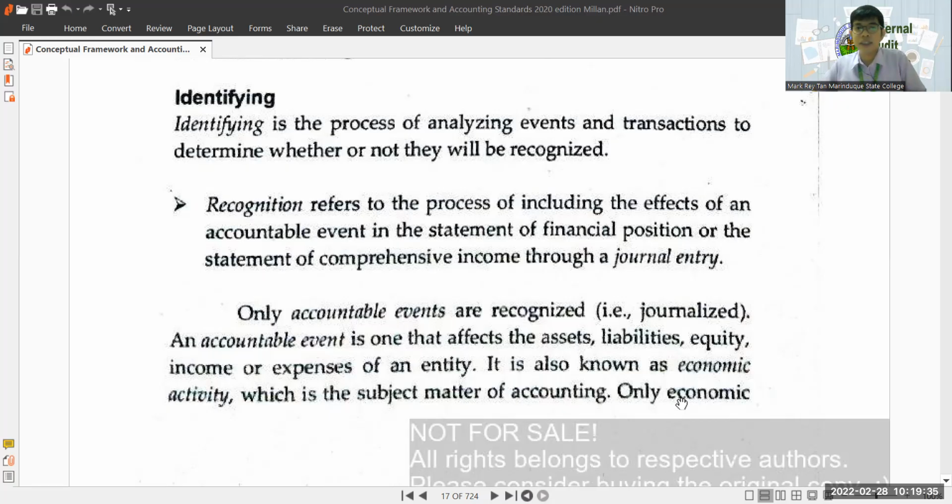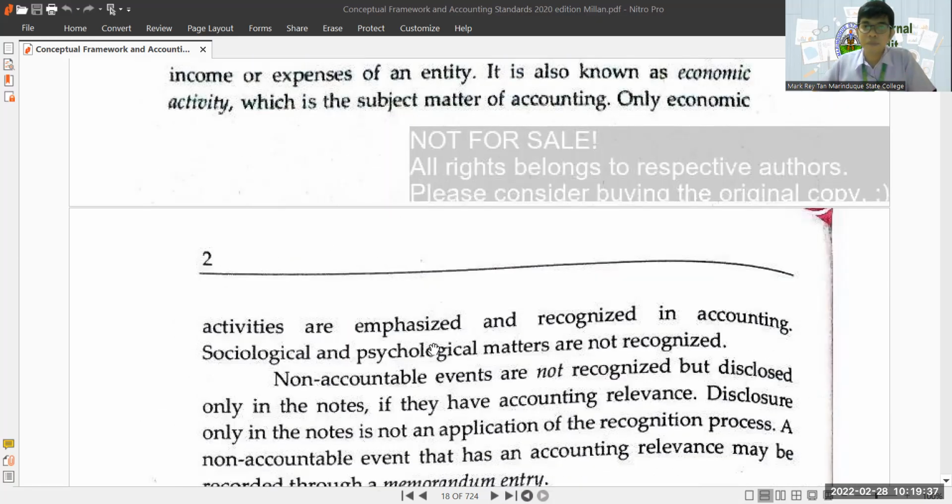Diretso natin. Only economic activities are emphasized and recognized in accounting. Sociological and psychological matters are not recognized. So i-clear natin yan. We just focus on economic activities. So sa economic activities, normally ito yung mga transactions na may involved na pera. Siyempre, yung mga sociological and psychological, hindi na yan scope ng accounting. Kaya nga, lagi common na maririnig nyo, when we say accounting, it's more on numbers.